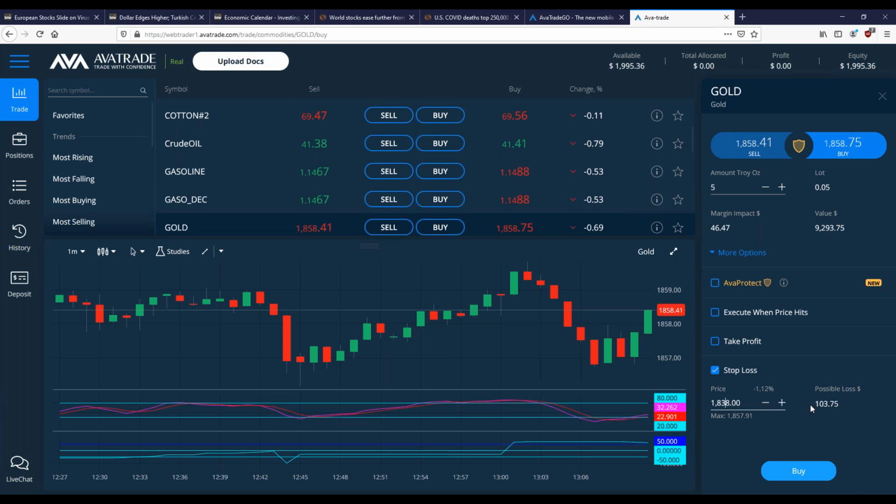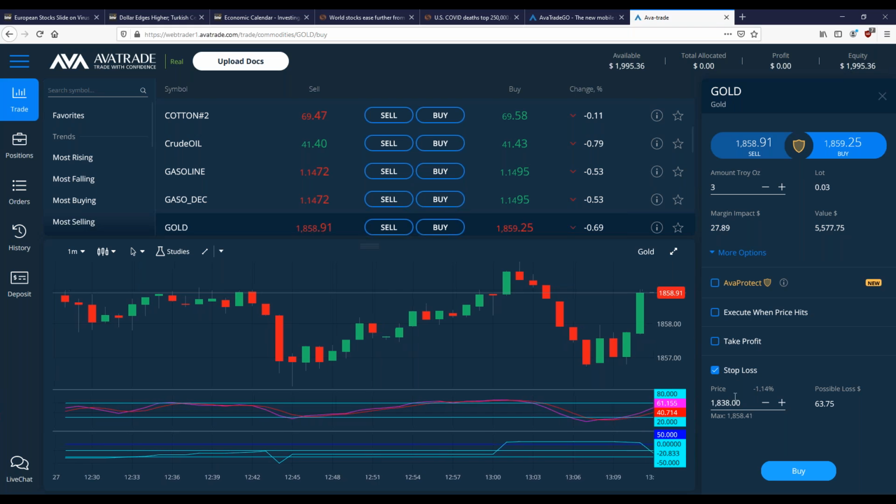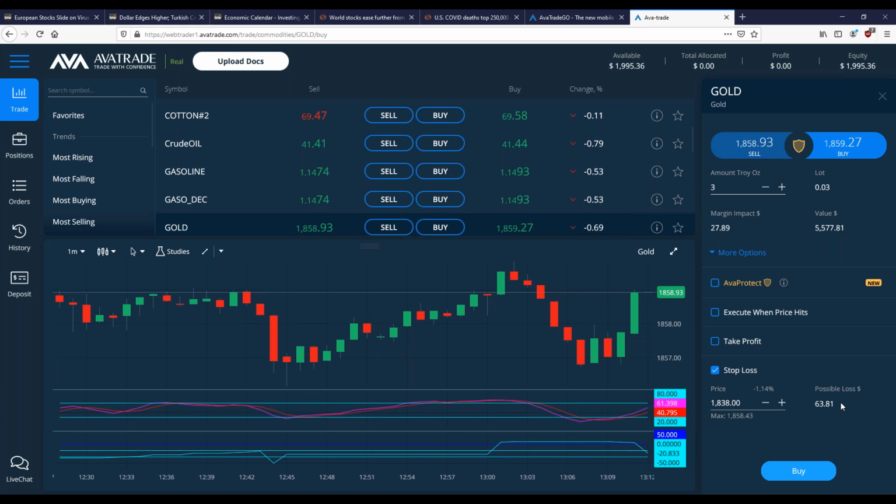Maybe I say, you know what? I want my stop loss here, but I don't want to risk that much. So then I say, okay, let me lower the trade size. Now I lower it to 4 ounces. Now I'm only risking 83 or so. Lower it to 3 ounces. It's immediately calculating my potential loss for that trade size to this price. So it's foolproof in terms of understanding what you're getting yourself into before you buy or sell.